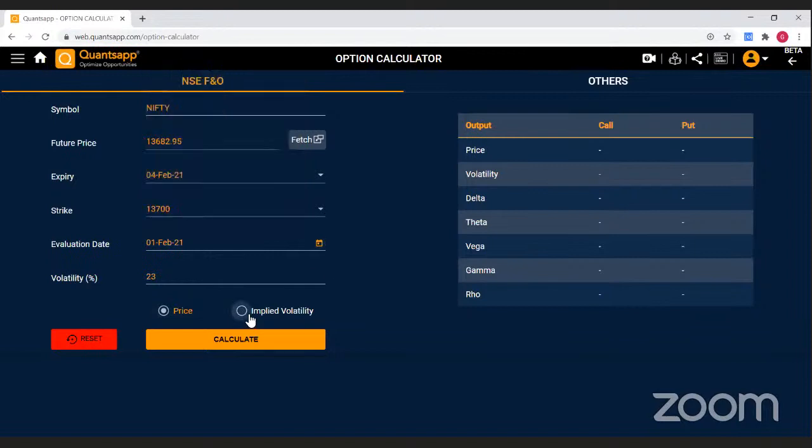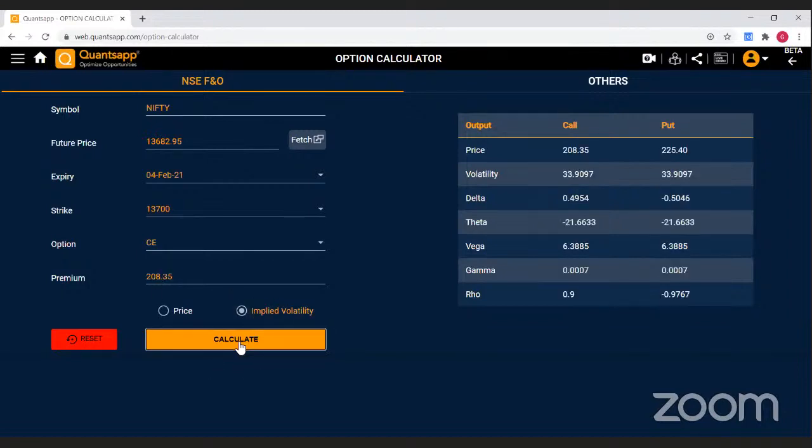So, for the implied volatility, we are taking the 13,700 strike option, call premium currently 208.35. I'm going to calculate the implied volatility based on the call, and you can see there is some change because of the dividend yield, the risk-free return, and this too. So there's a slight change in the volatility because of it.